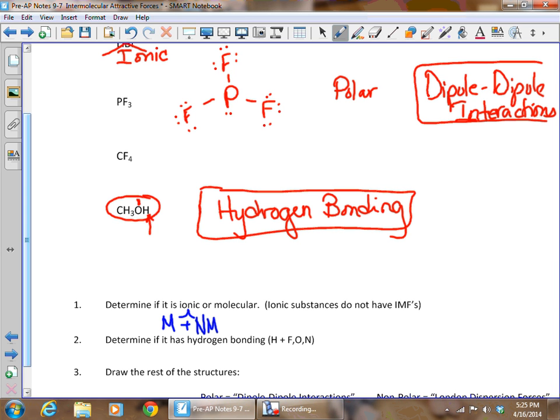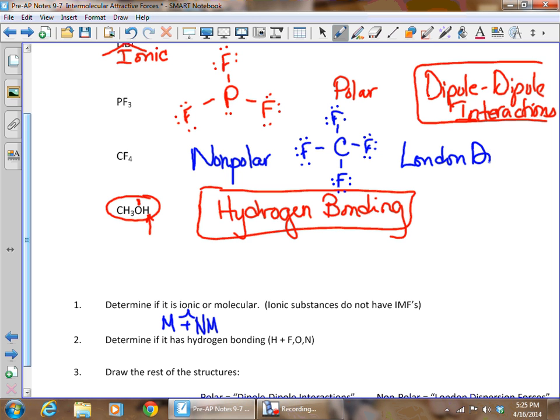Now CF4, when we draw CF4, it's going to end up looking like this. It's going to have carbon in the middle, and it's going to have fluorines around it. This time when we draw it, all of the fluorines will have lone pairs around them. But when we count up the electrons, we will find out that carbon doesn't have any. It's pure tetrahedral. As soon as it's pure tetrahedral, no lone pairs, we know it's nonpolar. And as soon as we know it's nonpolar, we know that it is London dispersion forces. So if you have your worksheet, this is how you're going to do that part of the worksheet.